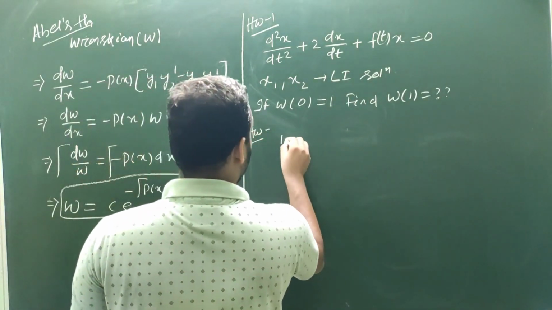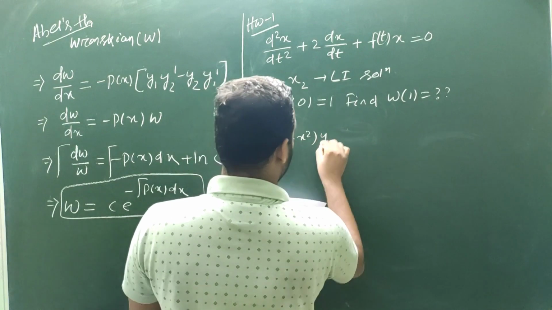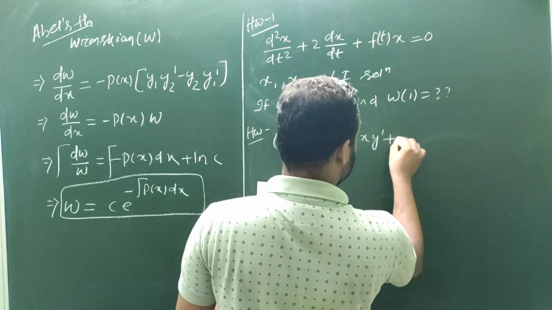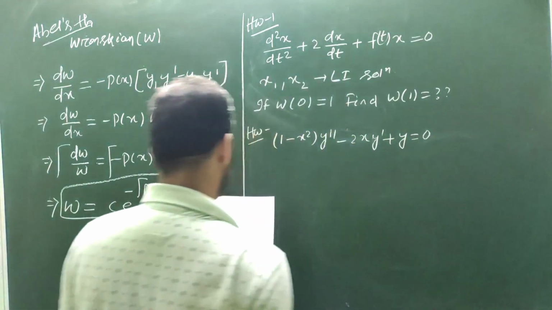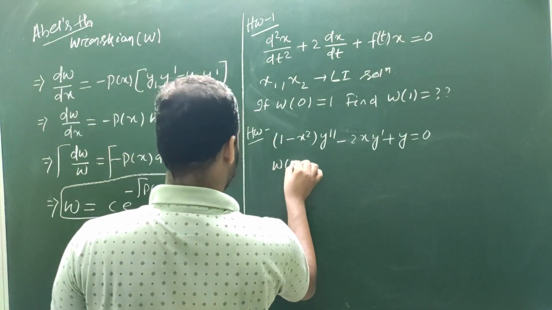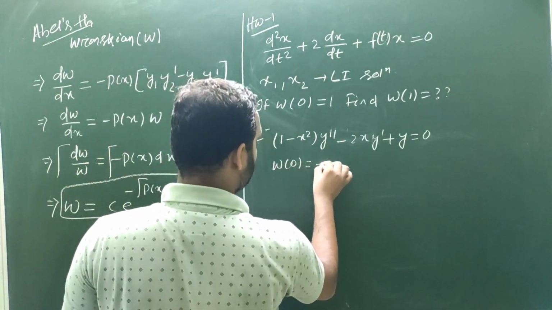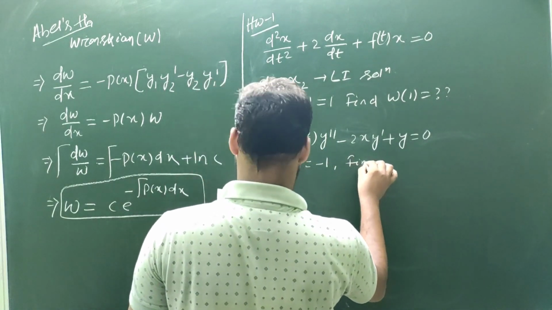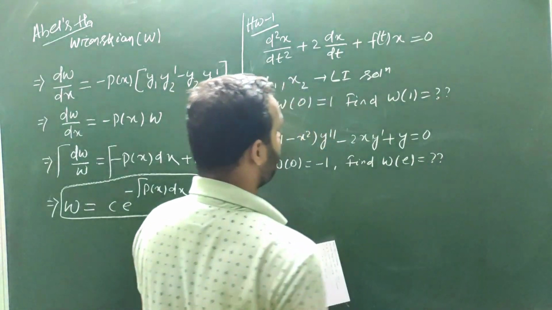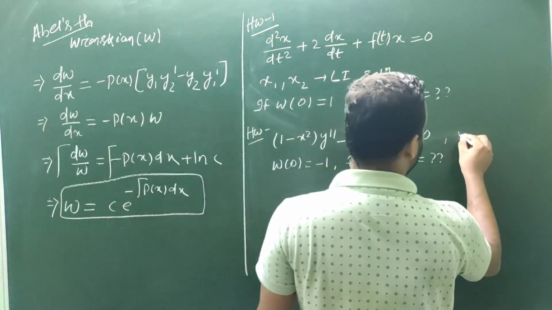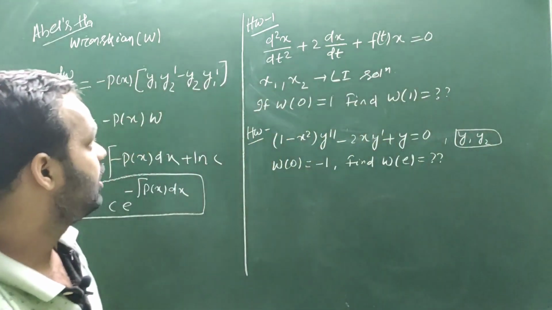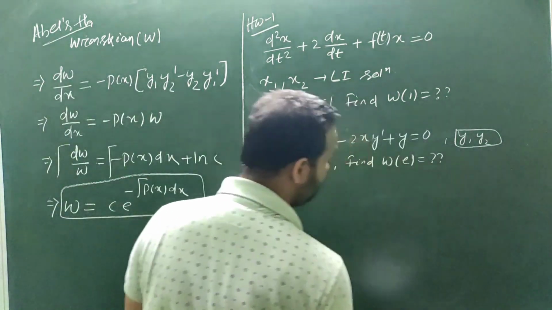The second one is quite similar. The equation is (1 minus x²) y'' minus 2x y' plus y is equal to 0, and it is given that W at 0 is equal to minus 1. So find W at 1. Here we have to take y1 and y2 as two linearly independent solutions. So do this and send the solution.